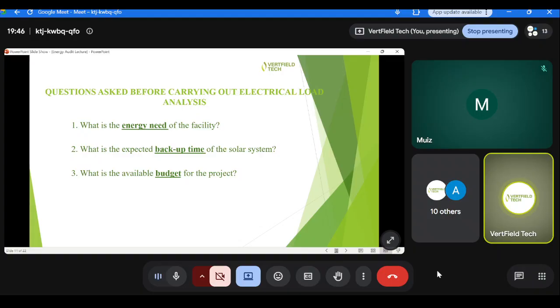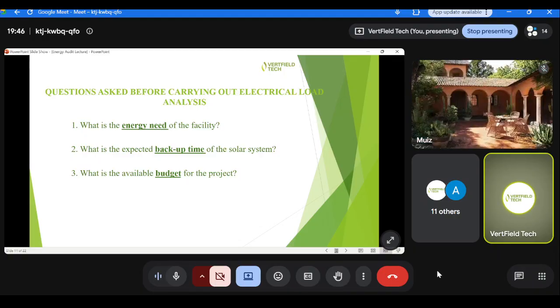So when you ask, you get a good answer and then you know what to do. So, key questions to ask: the energy need of the facility, the backup time of the facility, and then the budget available for that facility.